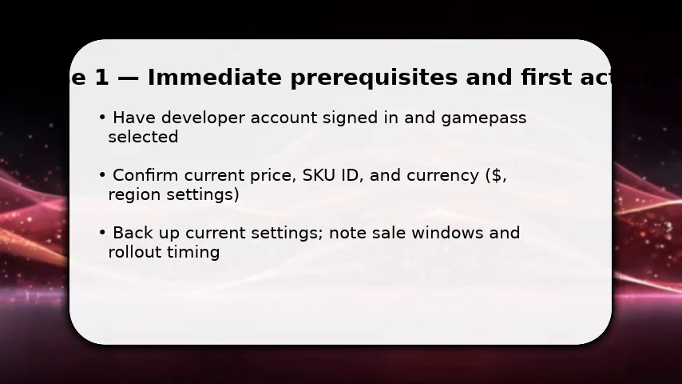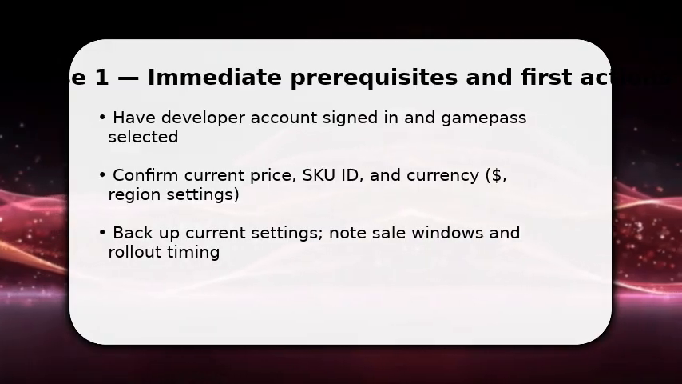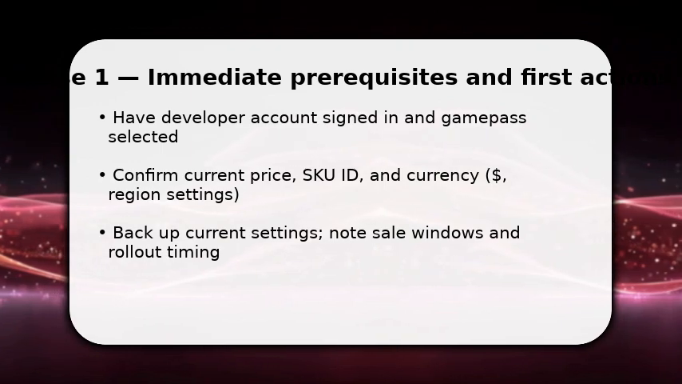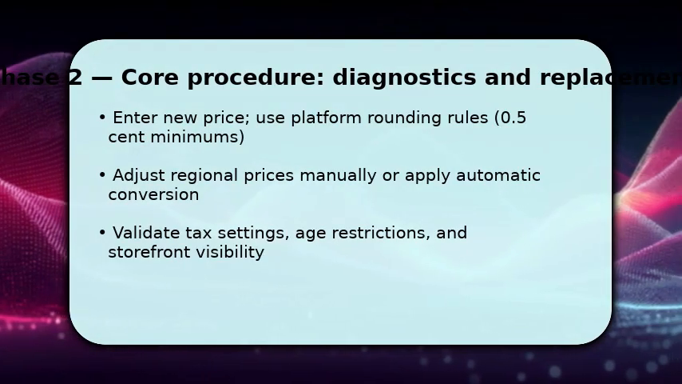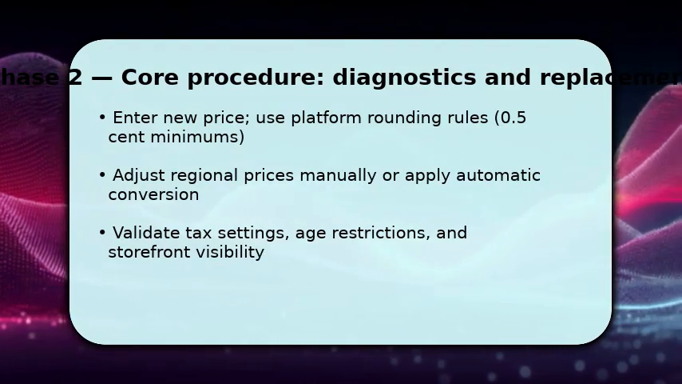Now proceed to the Price Edit panel. You'll make the first change there and save as a draft to validate input. You now enter the new price in the price field and observe platform rounding rules. Use 0.5 units where required.